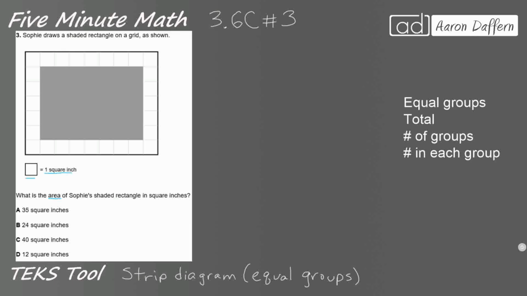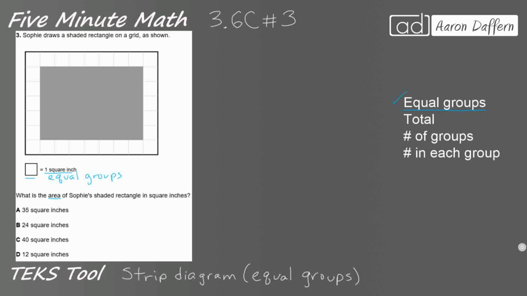That actually gets us what we need to make an equal group strip diagram. Whenever we are reading a word problem and we think this might be equal groups, we need some statement that says that each group or each thing is the same size or there's the same number in each group. And the fact that each of these squares is the exact same size gets us what we need for our equal group. Now we need two of these three down below.